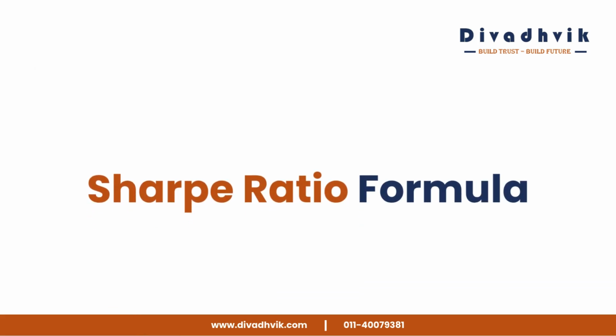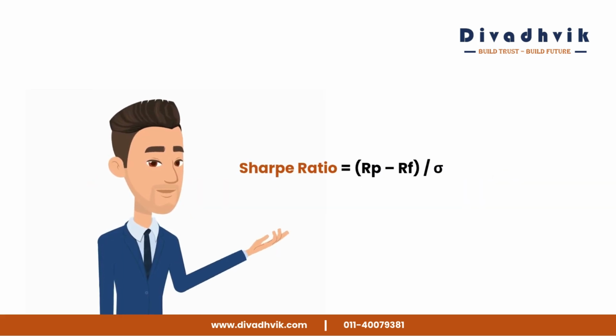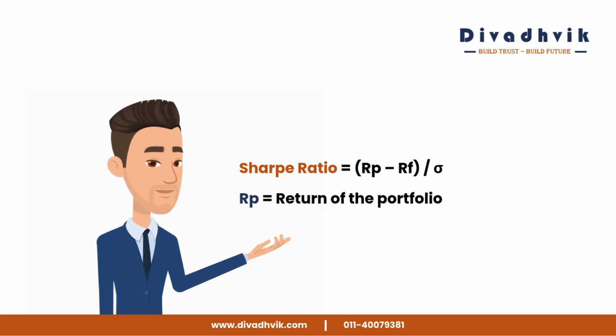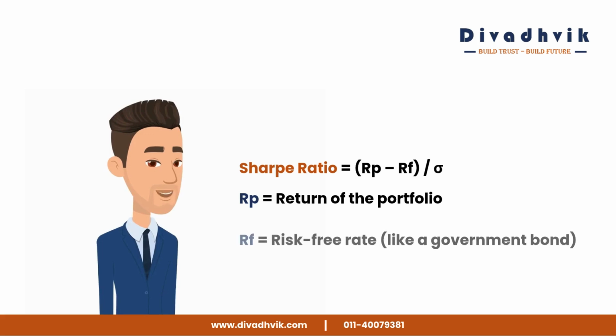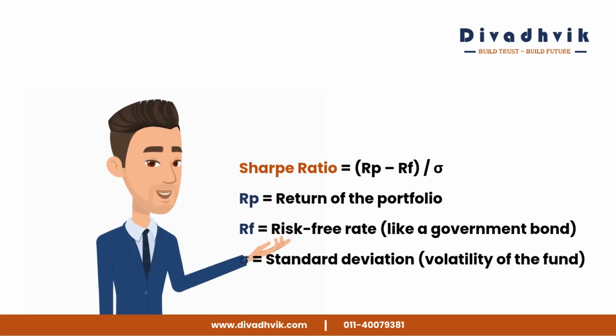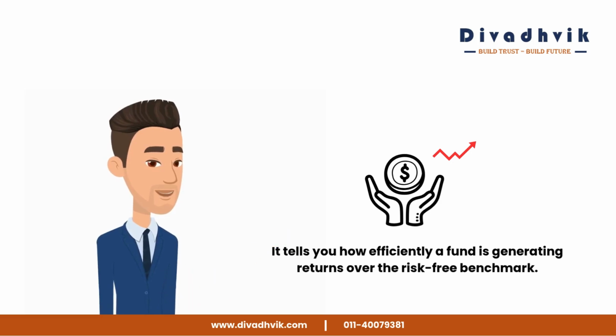Sharpe ratio formula. Sharpe ratio is equal to (Rp minus Rf) divided by sigma. Rp is equal to the return of the portfolio. Rf is equal to the risk-free rate, like a government bond. Sigma is equal to standard deviation, the volatility of the fund. It tells you how efficiently a fund is generating returns over the risk-free benchmark.